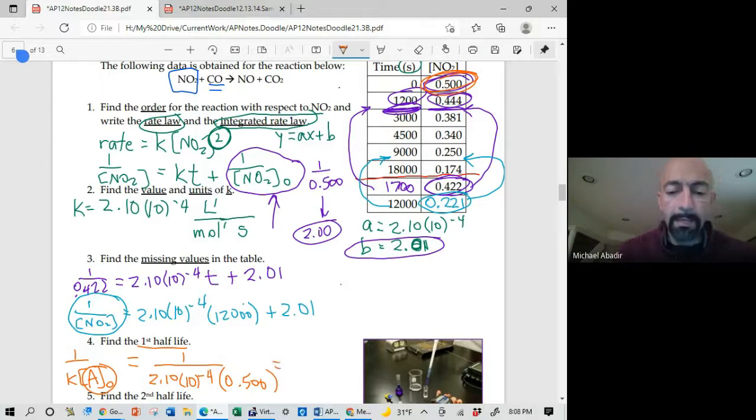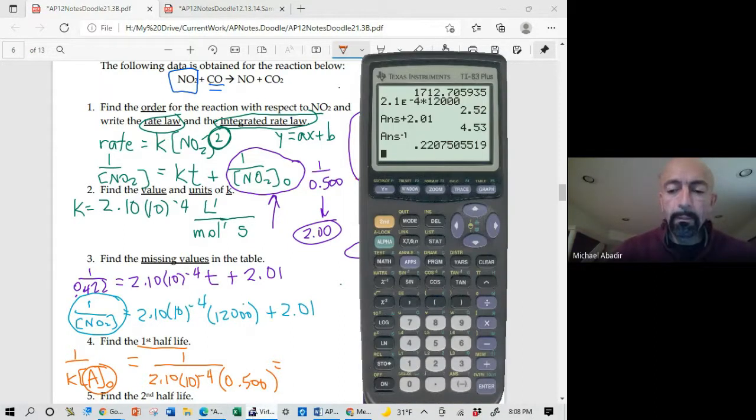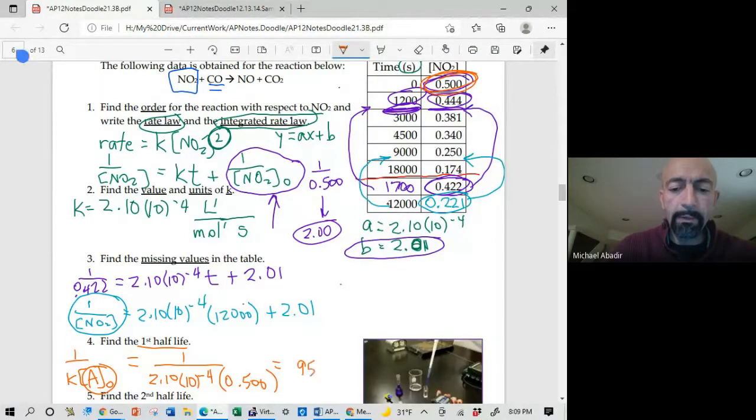So we do the math for that. I'm going to do it like this. I'm going to take the inverse at the end. So 2.1 e negative 4 times 0.5, and then I'm going to inverse that answer, and that's going to give me the first half-life, about 9,500 seconds, because this was all in seconds. This is 9,500 seconds. That's the first half-life.